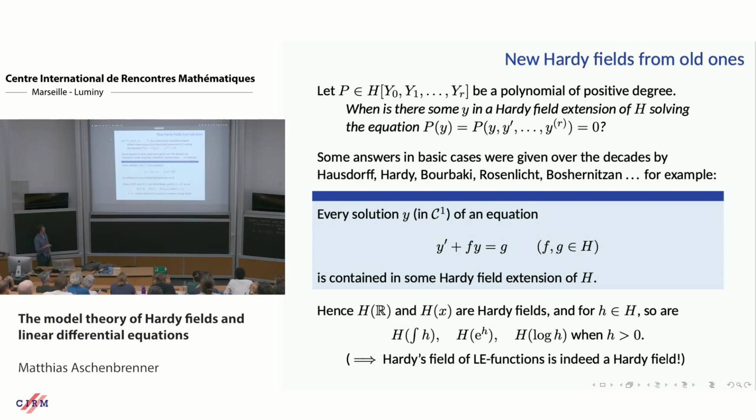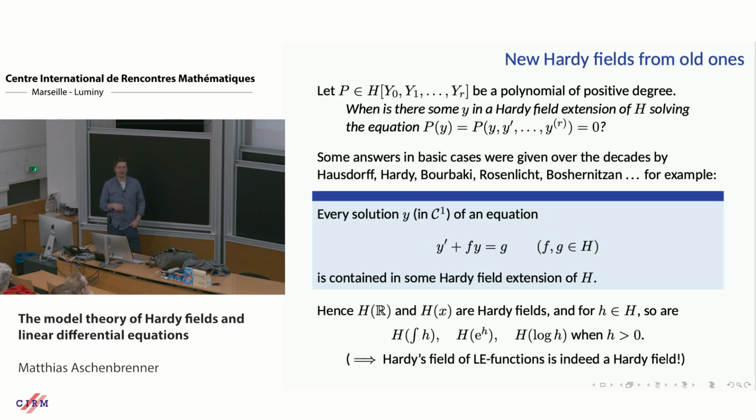Okay, so of course, if you iterate this procedure, then essentially what you proved is a general version of this theorem of Hardy, namely that the field of LE functions, starting not from the constants, but from some other Hardy field H, produces a bigger Hardy field closed under exponentiation, logarithm, etc.